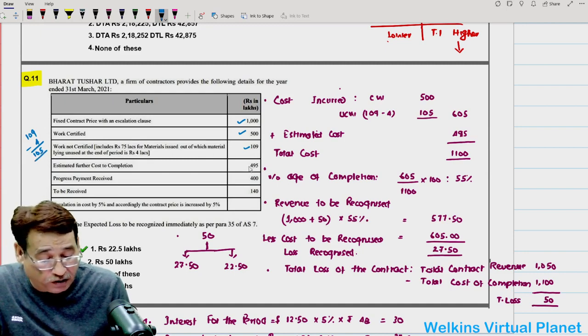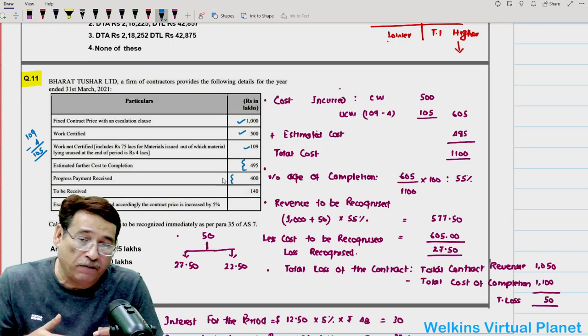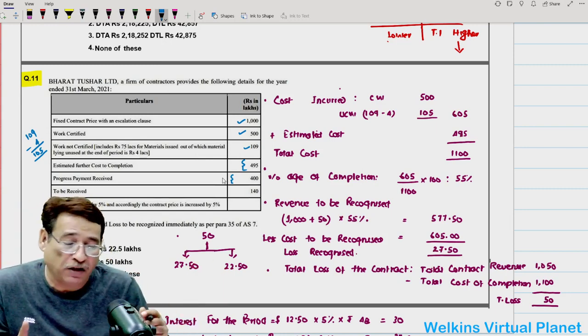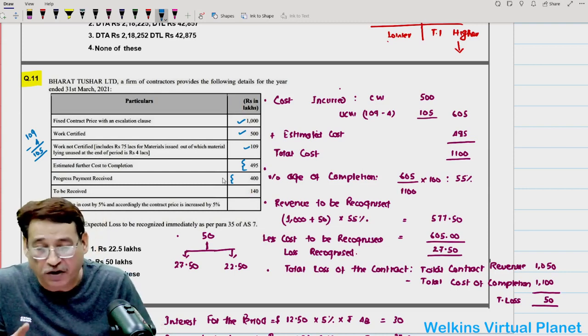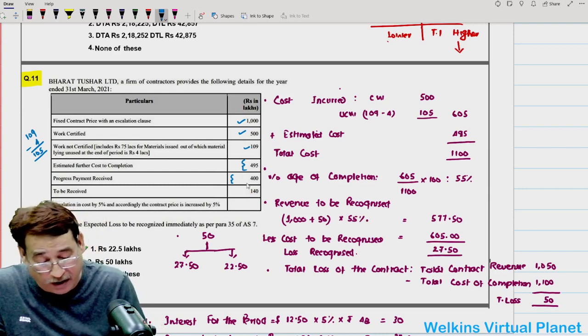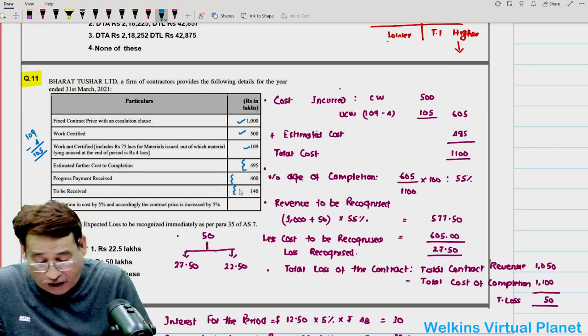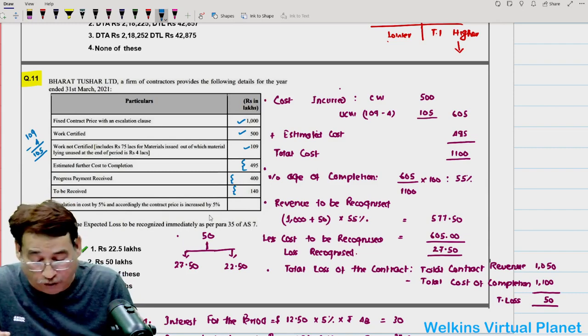Then the estimated further cost to complete the contract is 495. Progress payment received: as and when we get our work done, the contractors ask the contracting party to make some payment, which is known as progress payment, and we have to receive only 140. But these are irrelevant lines in the light of the solution which we have to do.